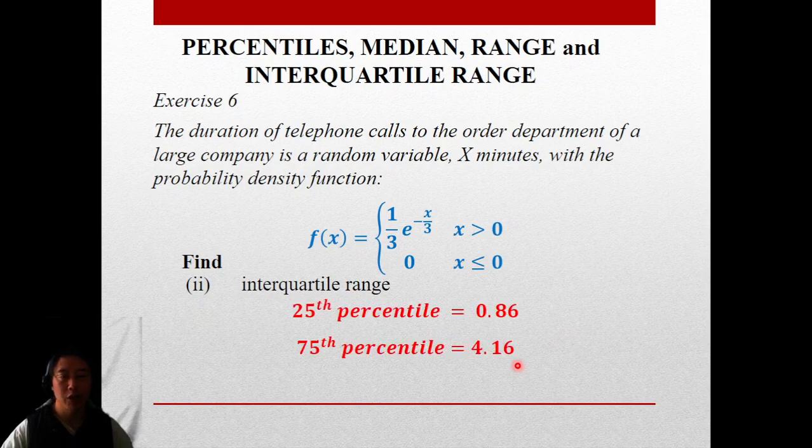The interquartile range, we do the difference between the two. That gives us 3.3 minutes. That gives us an indication of a spread. Okay. Similarly, the standard deviation also helps with the spread.